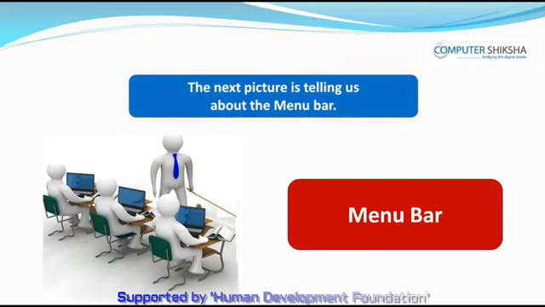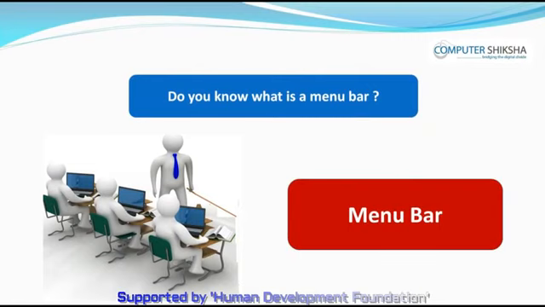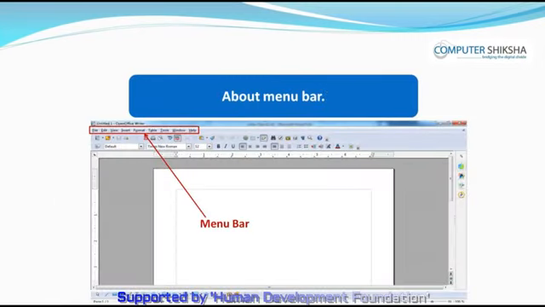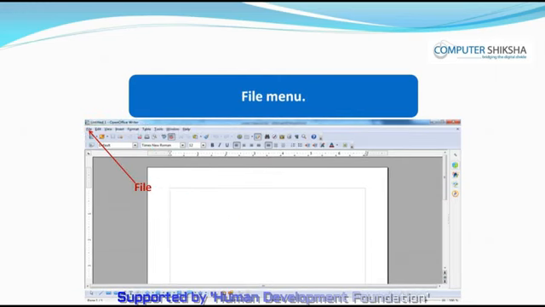The next picture is telling us about the menu bar. Do you know what is a menu bar? Menu bar is the most important part of Writer. It is from here that we get to do all our work related to the file, like formatting text, merging documents, or saving files, etc. The menu bar contains all these options. The menu bar has the options for File, Edit, View, Insert, Format, Table, Tools, Window, and Help.